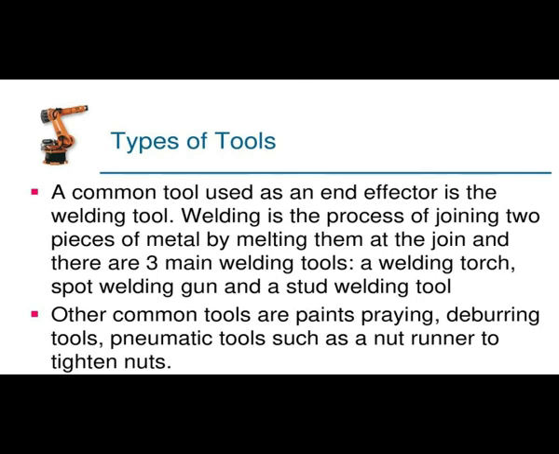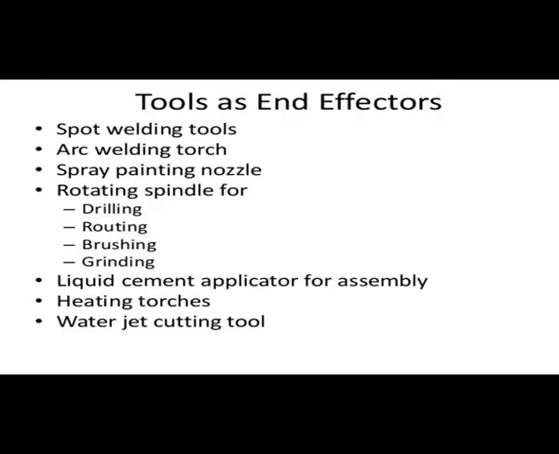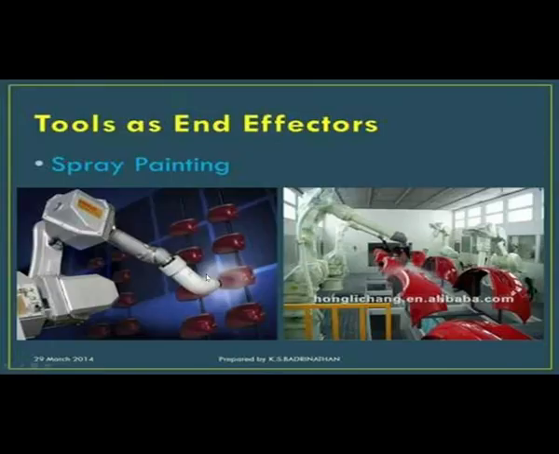Some examples of tools used as end effectors in robot applications include spot welding, arc welding, spray painting, drilling and grinding, cutting devices, liquid cement application for assembly, heating torches, welding jet, and cutting tool. Painting is done here. This is the tool. Here cleaning is done. These are the tools.